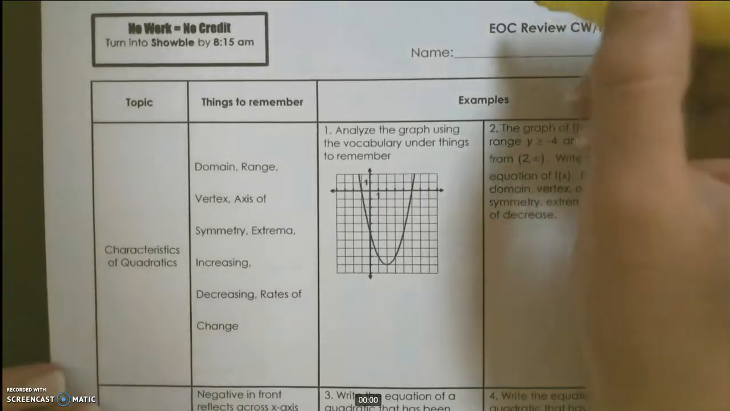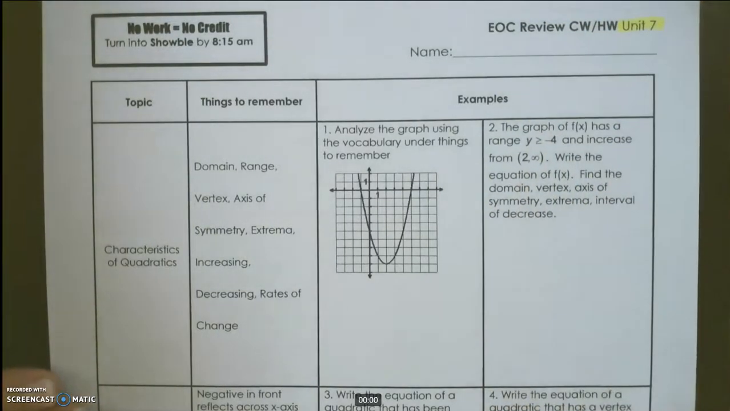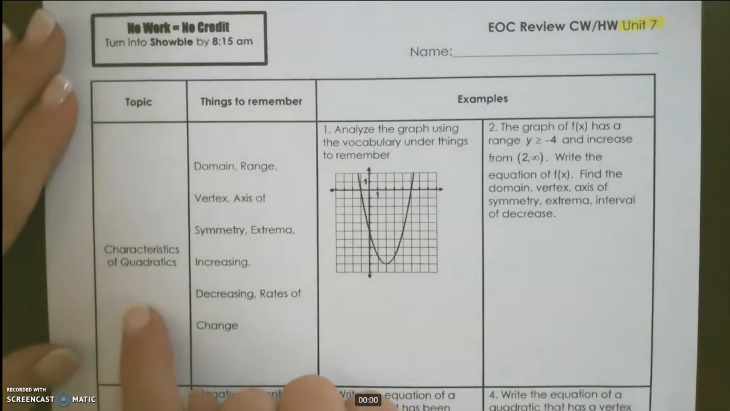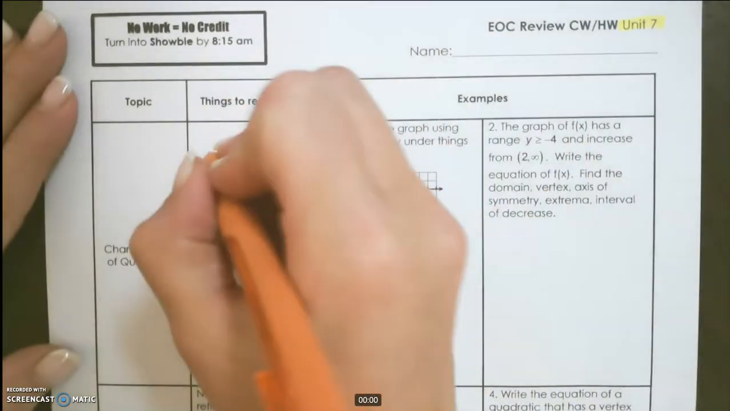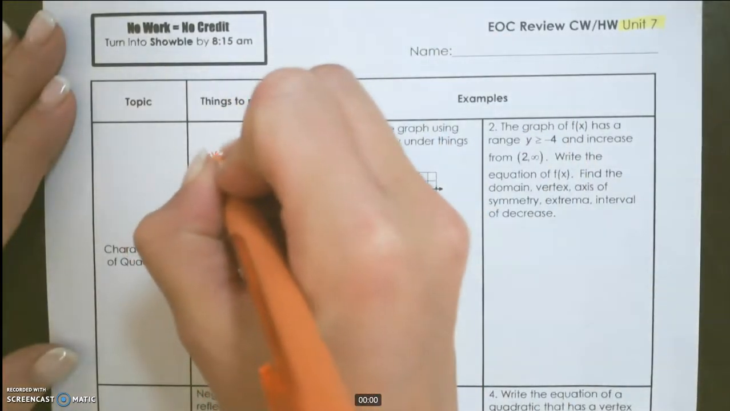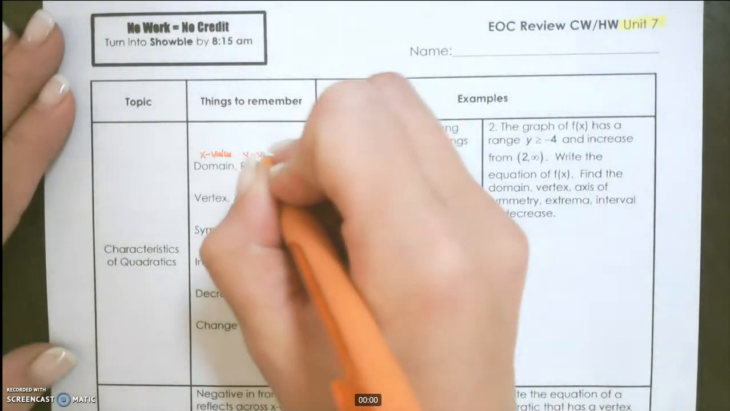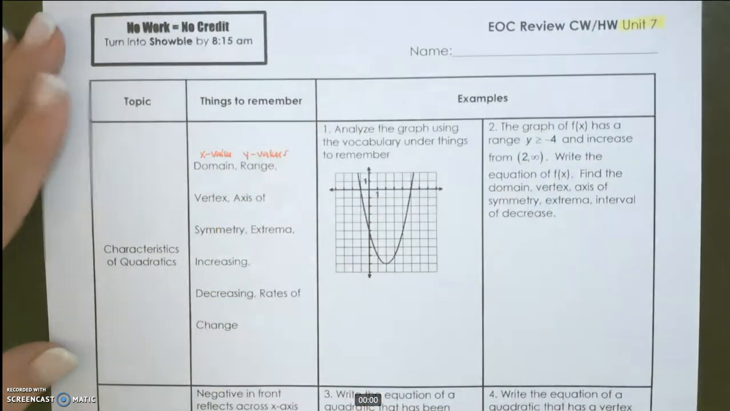All right, guys, so this video is over the Unit 7 review. It has to do with graphing quadratics and all their characteristics. So let's start with the characteristics of quadratics. We can talk about the domain, which is all of the x values being used. We can talk about the range, which is all of the y values being used.